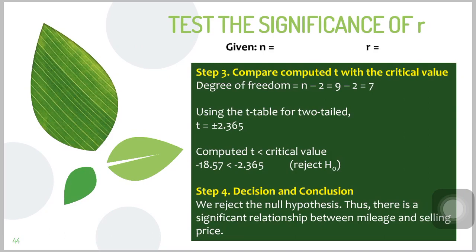And if we sketch our normal curve, our computed t negative 18.57 is found in the rejection region. Thus, we state a decision: we reject the null hypothesis. Then we state our alternative. Thus, there is a significant relationship between mileage and selling price. Since there is a significant relationship, then we need to do the regression analysis.